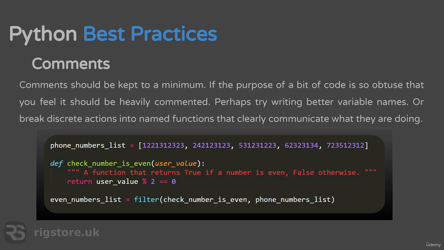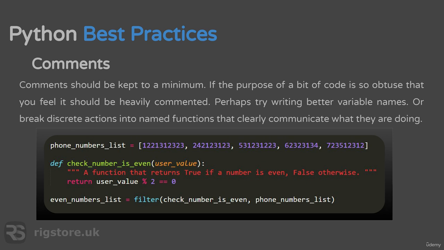Before, we had probably too many comments. I'd say that phone numbers list didn't really need a comment. I know what that is doing because of the variable name. And again, we don't really need the docstring in this function, but it's a plus. We know what the function is doing because of the function name. And then at the bottom, we've got even numbers list. I'd probably even call that even phone numbers list, just to make it more obvious that we are getting the list of phone numbers which is even. So again, we don't need the comments. As long as you are writing clean code with obvious variable names, keep the comments down.